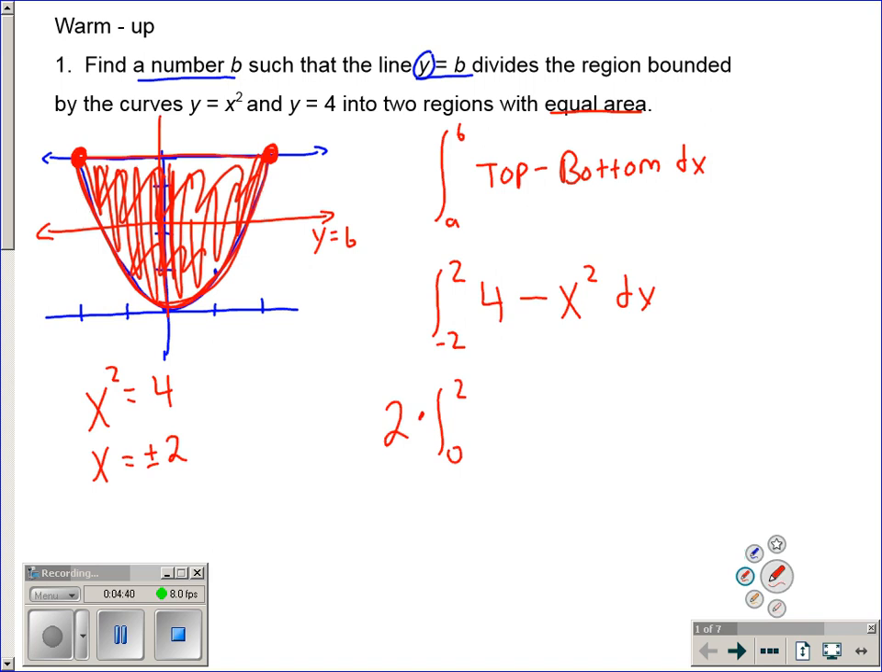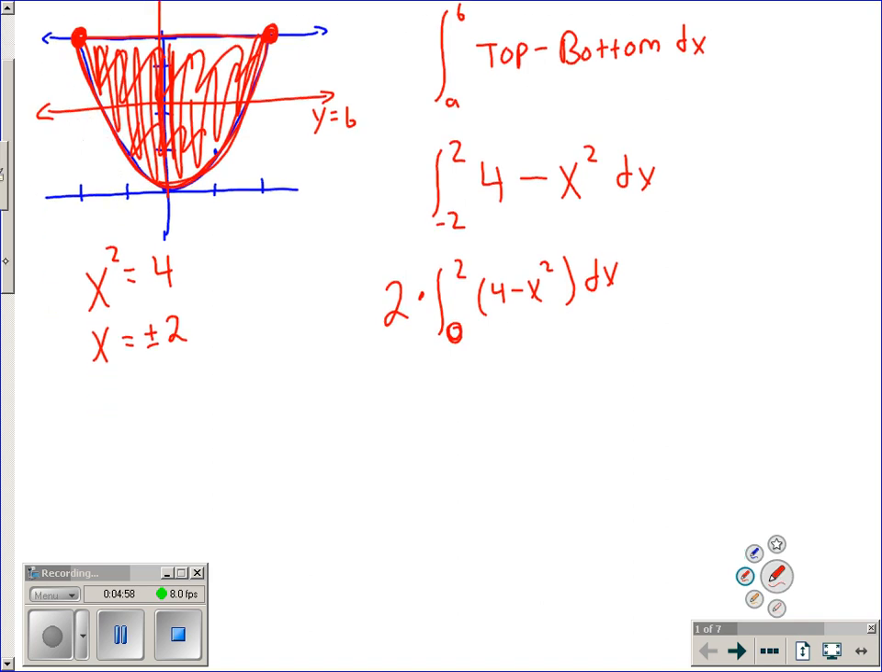And trust me, it's a lot better to evaluate at 0 than at negative 2. So I think that's a very helpful step to take, and that happens a lot. So anyway, we got 2 times the integral from 0 to 2 of 4 minus x squared dx. So let's go ahead and figure out what this area is, and then we'll go from there.